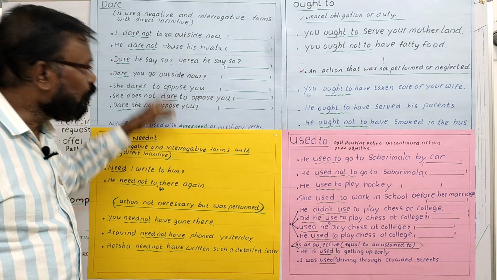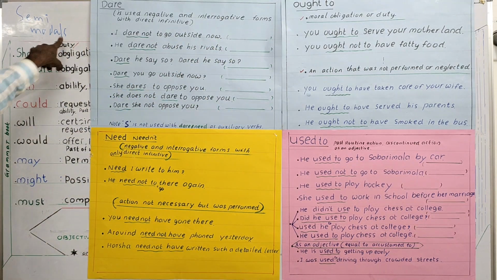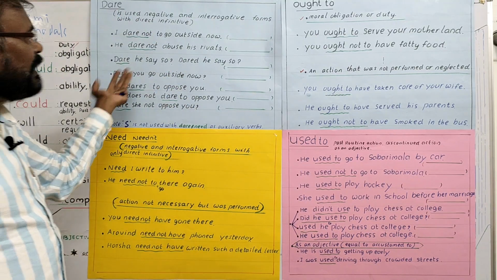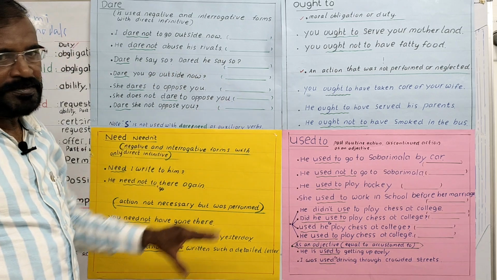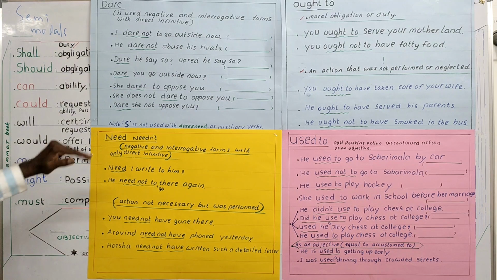These are the four modal verbs. These are called semi-modals. Why? These modal verbs work as main verbs as well as modal verbs. That is why we call these four modal verbs semi-modals. Next.